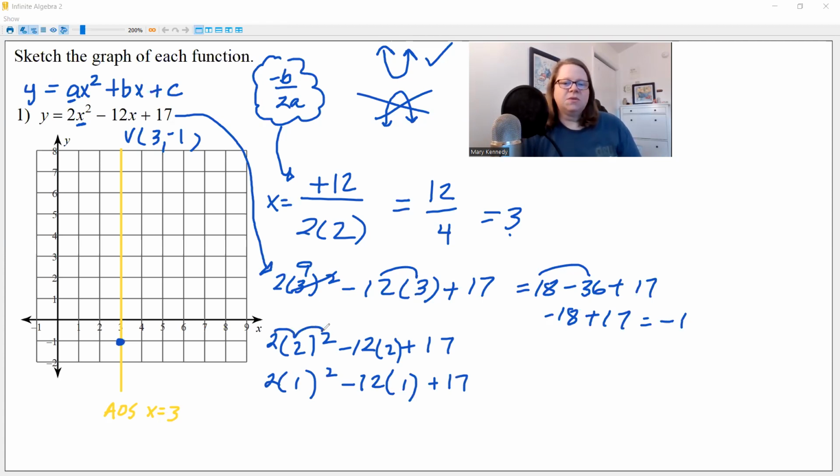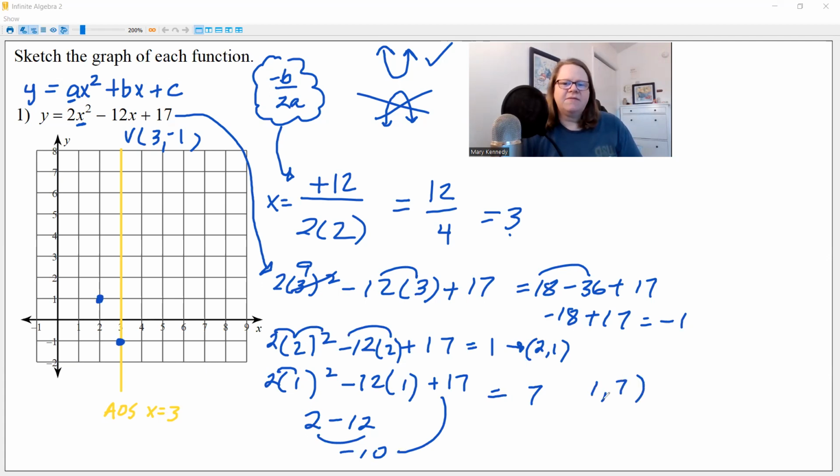Okay, so this is 4 times 2 is 8, minus 24 is negative 16, plus 17 is a positive 1. So that means that there is a point at 2, 1. I plugged in 2 and I got 1 for an answer. So 2 up 1. And then 1 squared is 1, times 2 is 2. 2 minus 12, that's negative 10, plus 17 is 7. All right, so there should be a point at 1, 7. So right 1, up 7. Okay. All right, plotted those 2 points.